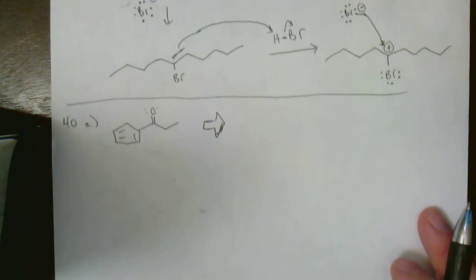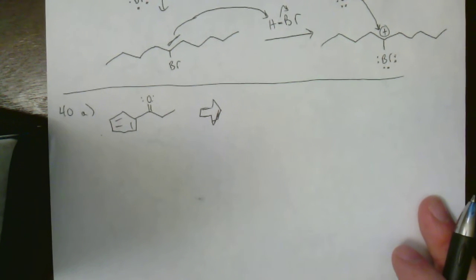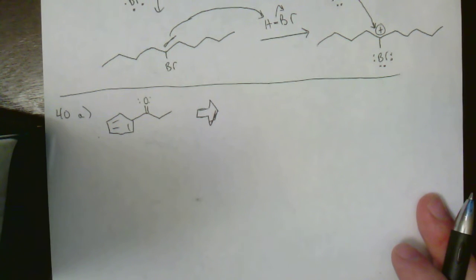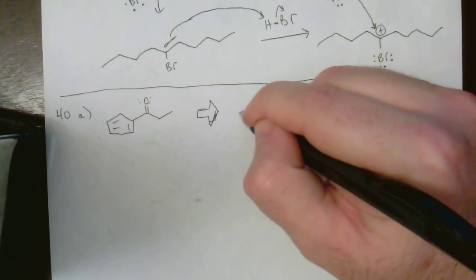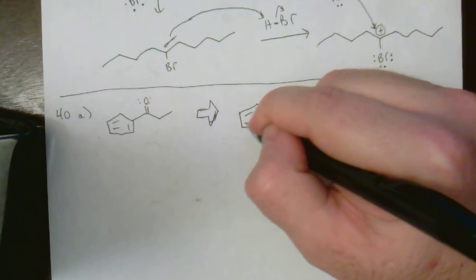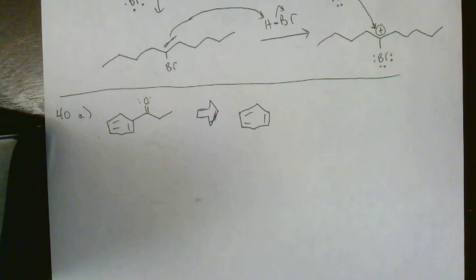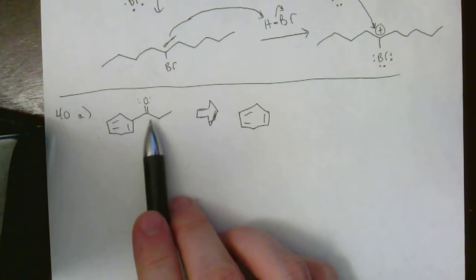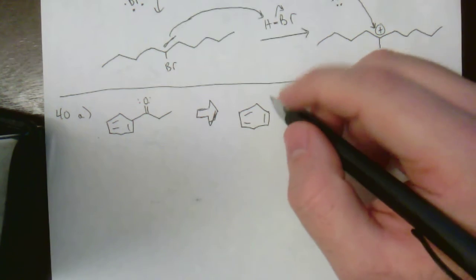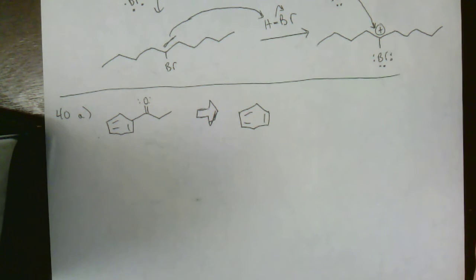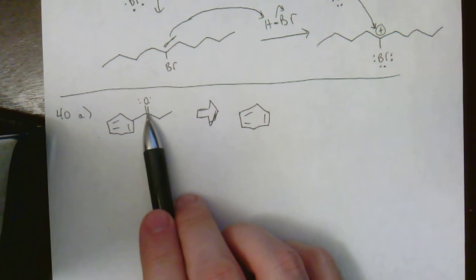Okay, next one. This one says, what is the alkyne starting material that would lead to this product? Okay, so if we're just doing this in one step, my alkyne definitely needs to have this benzene ring on it as well. And then remember, we can turn an internal alkyne into a ketone. And this carbon that the ketone is on must have been part of my triple bond.